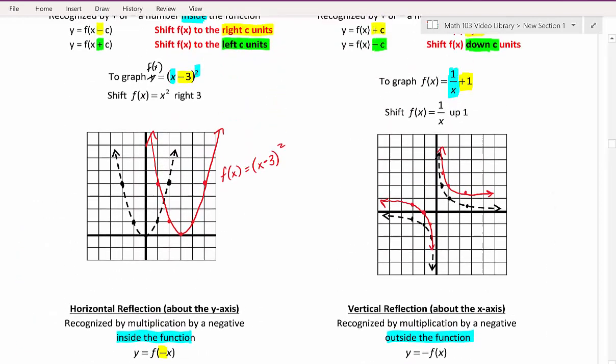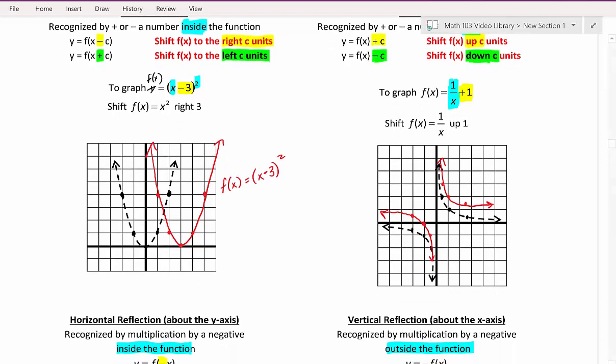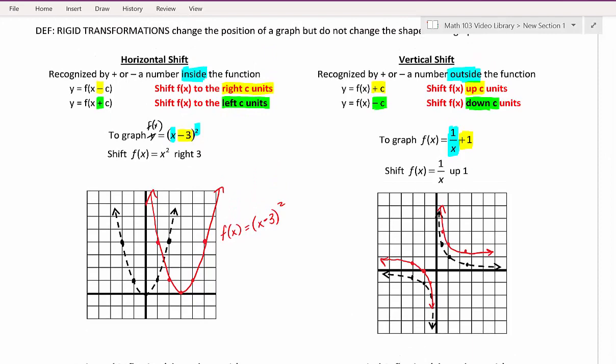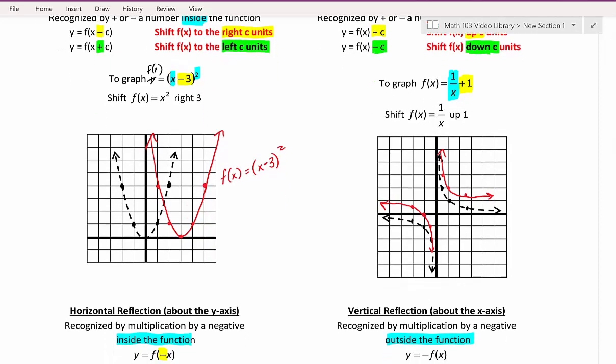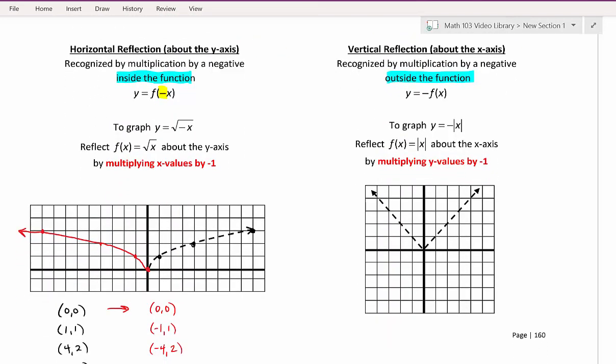If we look back up to the shifts, a horizontal shift was inside, a horizontal reflection inside the function. A vertical shift, we had plus or minus a number outside the function. With the vertical reflection, we're going to have multiplication by a negative outside the function. So the negative will be out in front of the absolute value or the square root or the parenthesis or anything like that.